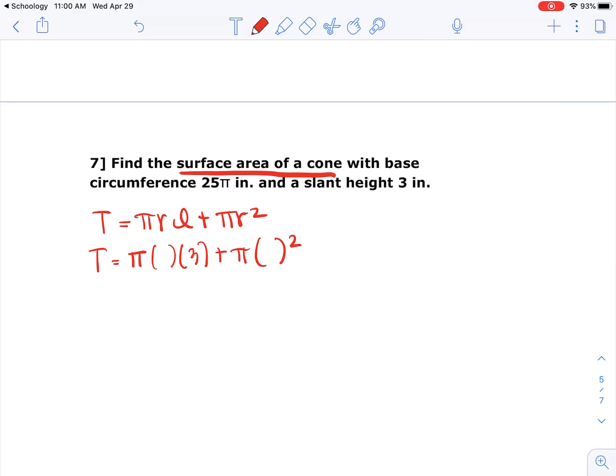Now, to find the radius, I would need the slant height and the height, which I did not give you, to use Pythagorean theorem. But I did give you this information, circumference. So what I'm going to do is write down my circumference formula. Circumference formula, you can look at your formula sheet if you forgot it. It's 2 pi r. I almost put a square there. There's no square there. So that is 25 pi equals 2 times pi times r.